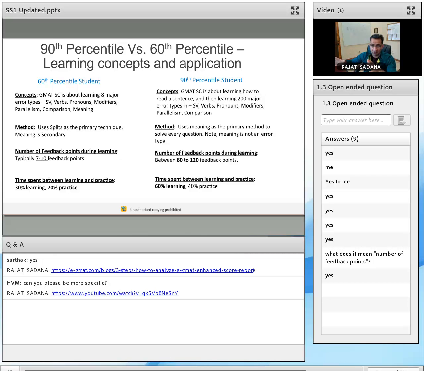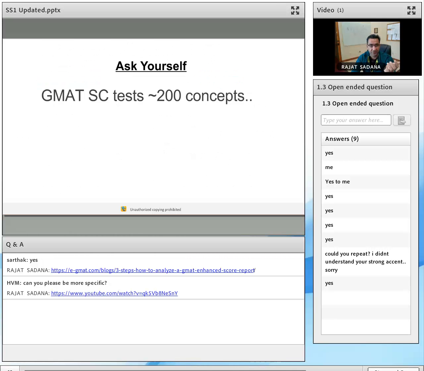It's not about even and odd questions. It's about that when you think about this, looking at sentence correction as 200 major error types, there's a feedback point built in each one of these. And just to really tell you, if you're an e-GMAT student, what kind of feedback you get, you're going to really see that. But the thing which you have to understand is if GMAT sentence correction tests 200 concepts and you want to aim for that 90th percentile, how can you get to that 90th percentile if you only get 10 feedback points for these 200 odd concepts?